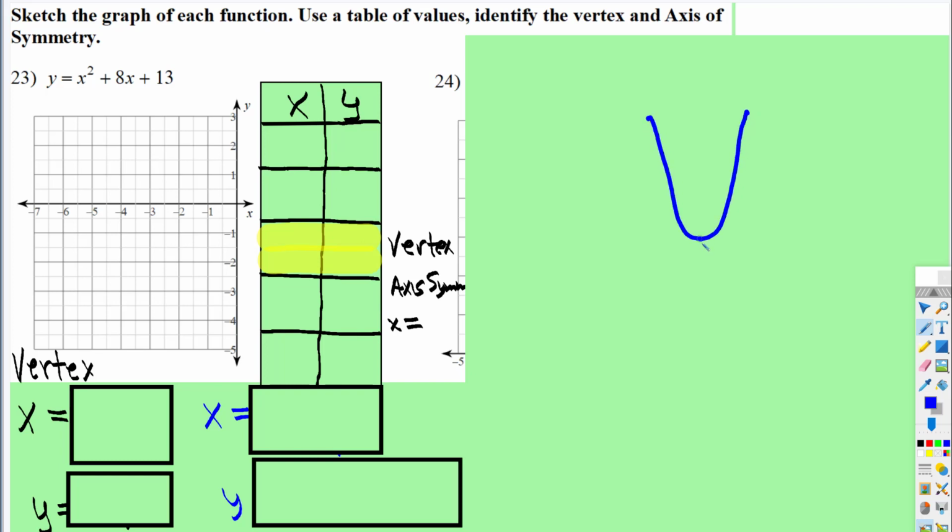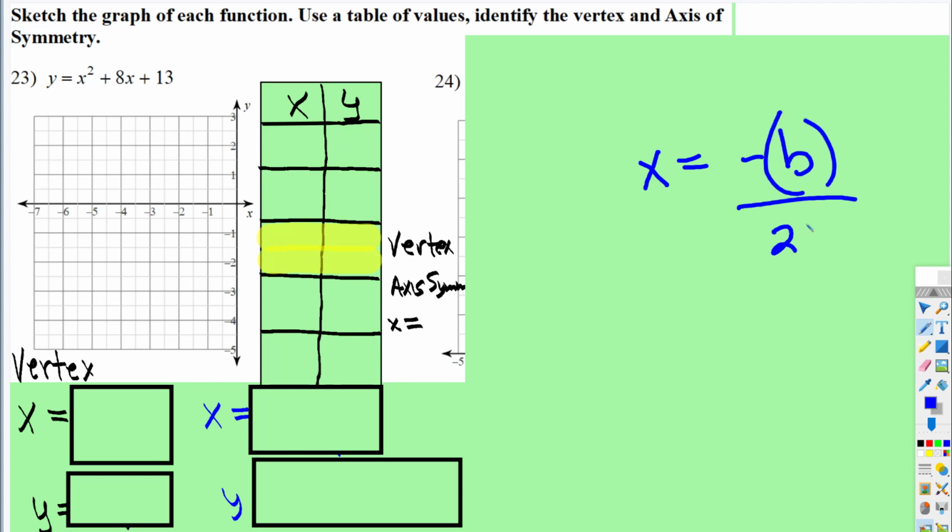Remember, the vertex is either the lowest point of a positive quadratic or the highest point of a negative quadratic. And to find the vertex, you take the opposite of the b value and divide it by 2 times the a value. So there's that invisible a is 1, positive 8 is b, 13 is c. There's a quadratic in standard form.